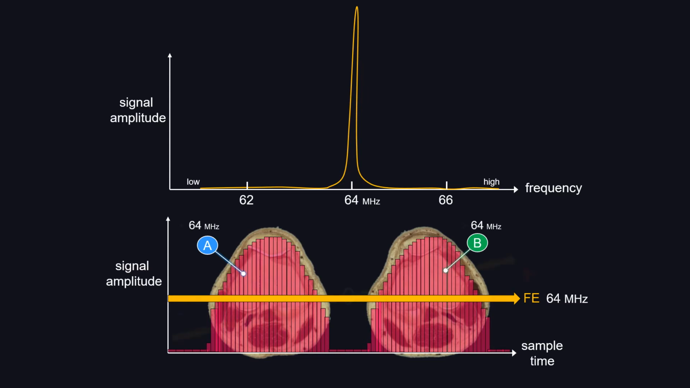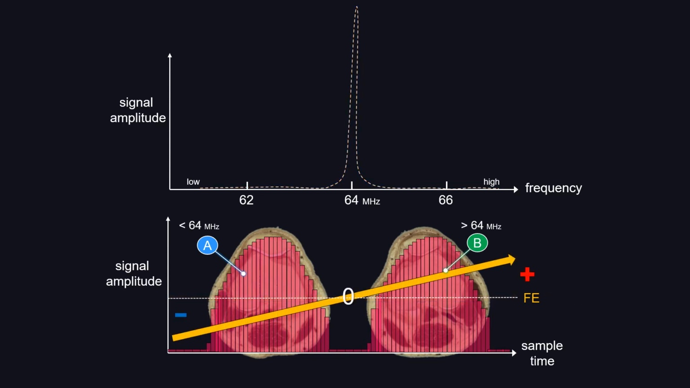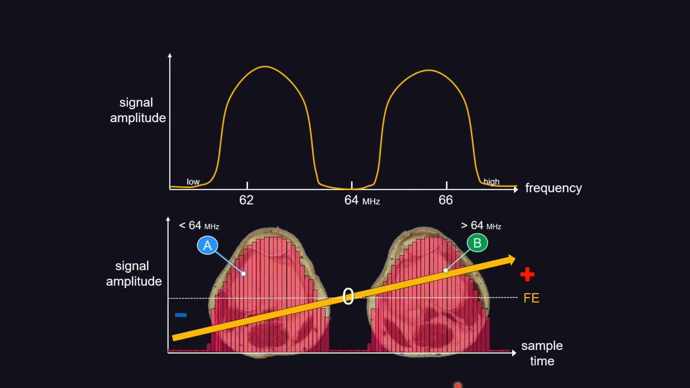Now we turn on the gradient. In this example, you have a gradient stronger toward the left leg, and it's weaker toward the right leg. So the proton at point A would experience a lower magnetic field compared to proton B. Proton A would precess at a lower frequency than proton B. Now you will have a graph that looks like this.